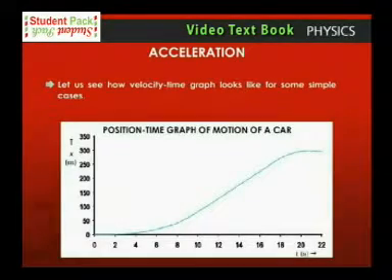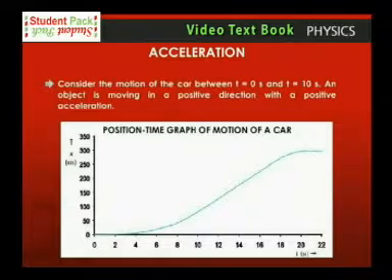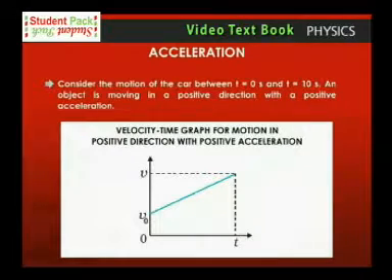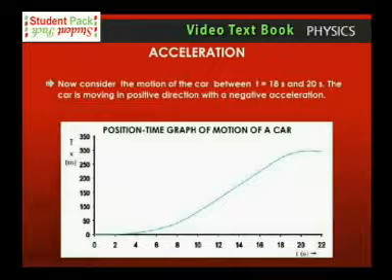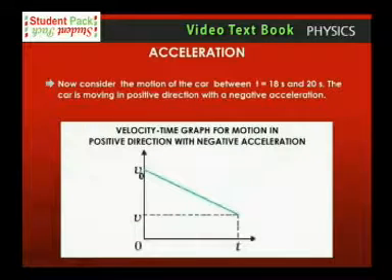Let us see how the velocity time graph looks like for some simple cases. Consider motion of a car between t equal to 0 and t equal to 10 seconds in the given graph. Here, the object is moving in a positive direction with a positive acceleration, and the velocity time graph for the motion of car with constant acceleration looks like this. Now consider the motion of the car between the time seconds 18 to 20.